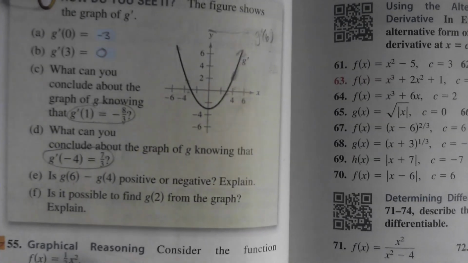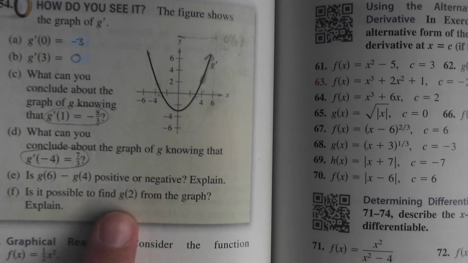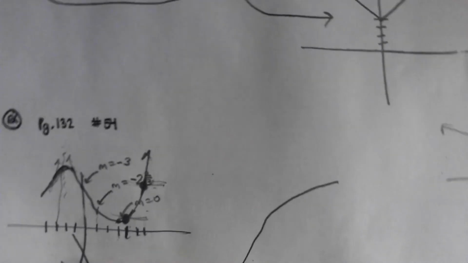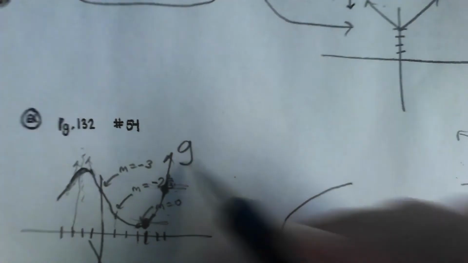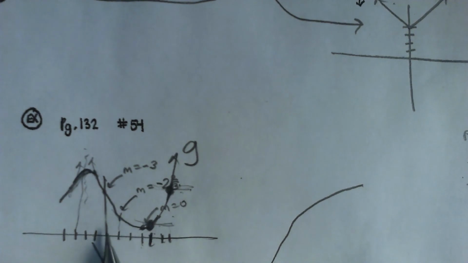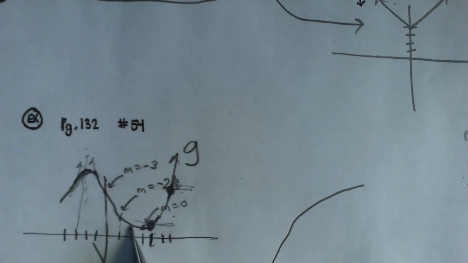And then lastly, is it possible to find g of 2? And the answer to that, like, where is g of 2? So not g prime of 2, but g of 2. Is it possible to find the y value?